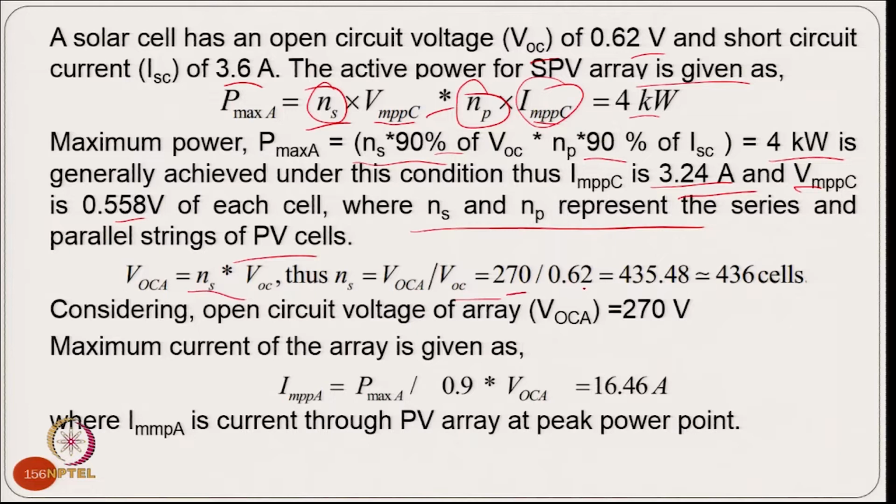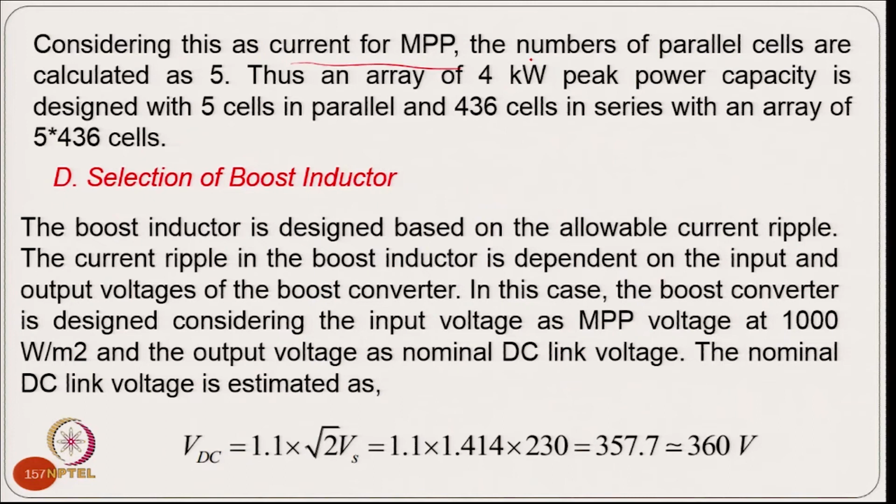So, putting in the values, with 270 volt we get 436 cells in series, considering the open circuit voltage of 270 volt. And coming to the current calculation, the maximum power divided by the open circuit voltage into 0.9 gives an MPPT current of 16.46. Now, considering the current for each string, the number of strings comes to 5. So, the PV array for 4 kilowatt capacity is 5 strings with 436 cells connected in series in each string, forming a PV array of 5 into 436 solar cells.